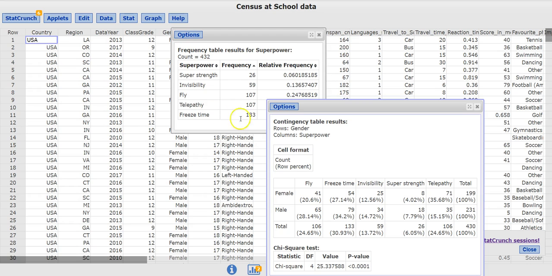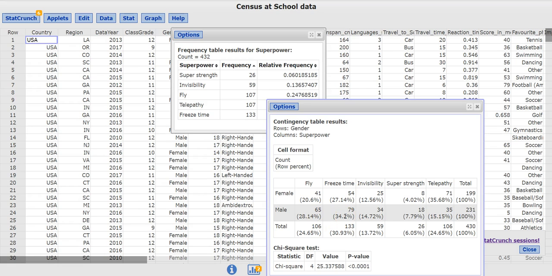Notice here now we have what percent, and you can tell which percentage we're doing because down here we do not have a total of 100%. So this is saying 24% of all of the respondents chose flying as their favorite superpower. 20% of females chose flying and 28% of males chose flying. So notice we see some difference between males and females. 8% more males chose flying than females.